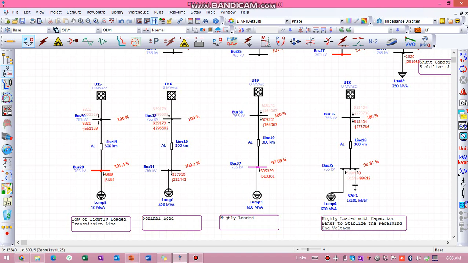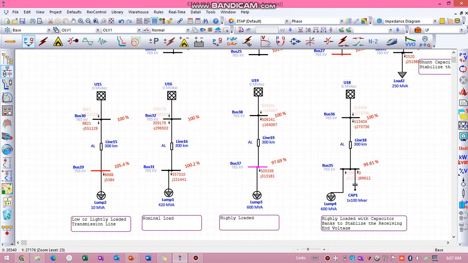The inference from this diagram is that we have to maintain a nominal load in a network. If there is an increase in load, there would be a decrease in voltage in the receiving end area. How can we maintain this bus voltage? By adding capacitor banks. This is an example: I have added a 100 MVAR capacitor, and there is a rise in voltage from 97.69% to 99.81%.